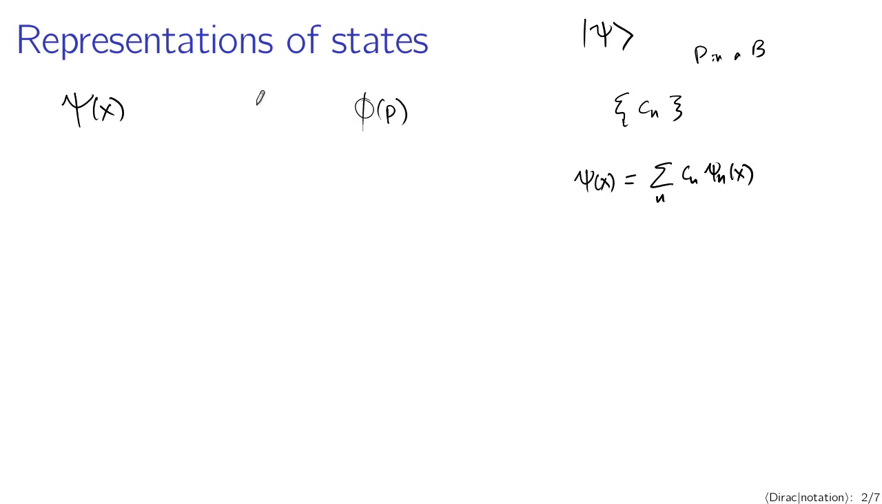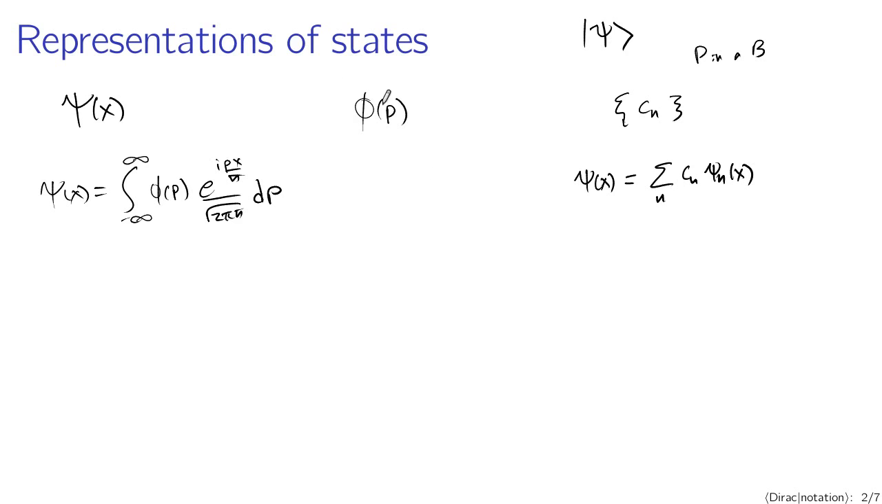We can also go in between these two sorts of representations. You can think of psi of x as being given by an integral from minus infinity to infinity of phi of p e to the i p x over h bar divided by root 2 pi h bar, the integral dp. This takes this coefficient phi of p and multiplies it by a state with known momentum, and then we're superposing a whole bunch more states of known momentum to give me the overall state that I'm interested in.